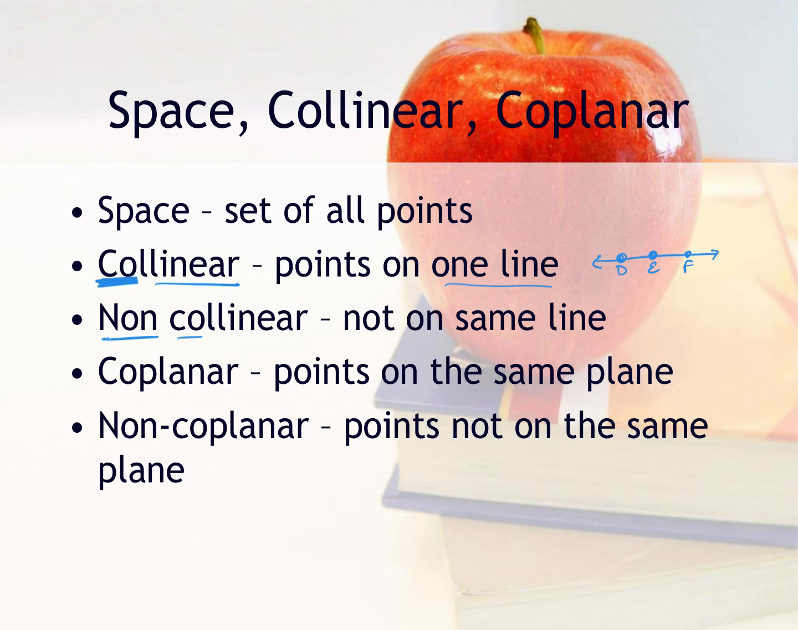Non-collinear means not on the same line, and that would be something like if I added point A here. Notice that point A is not on the line above. It's not collinear with D, E, F. Coplanar, again, means points that are on the same plane. So if you look at this one up here, D, E, and F are on the same plane. And non-coplanar are points that are not on the same plane.